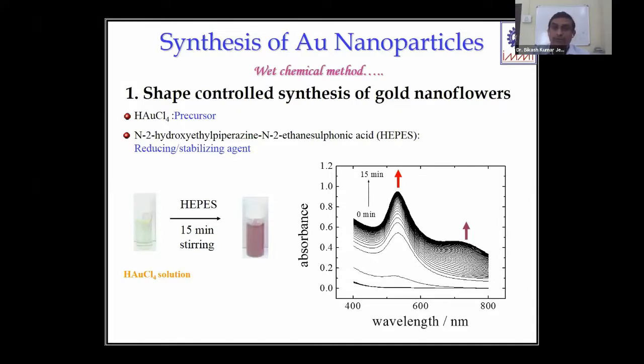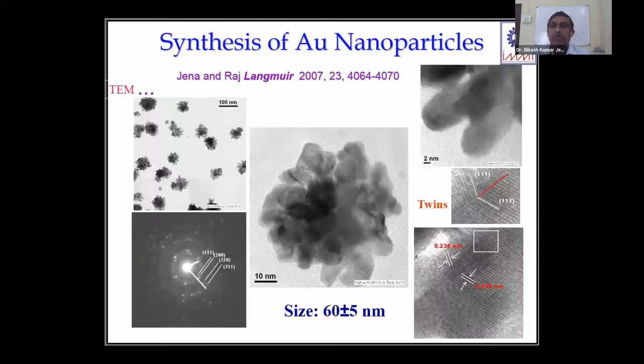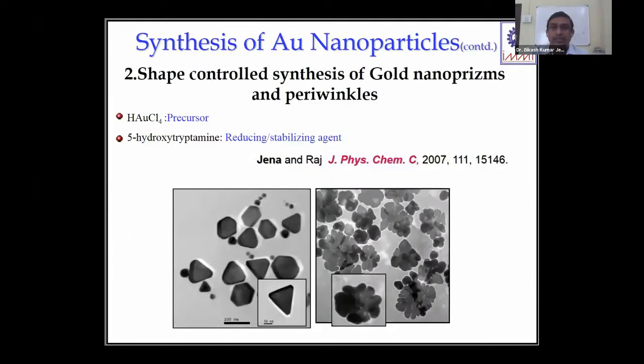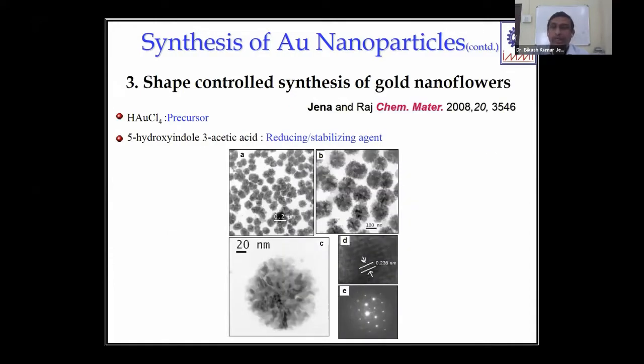We were able to synthesize using HEPES. Like you all know, HEPES is used as a buffer in biological applications. We have used that molecule to synthesize some gold flower structures. So that we published in Langmuir. And also different nano prisms and pentapods, we were able to synthesize using 5-hydroxytryptamine. That's also a biomolecule that we have used for synthesizing different shapes of nanoparticles. And you can see this marigold shape nanoparticle, and you can see marigold shape structures.